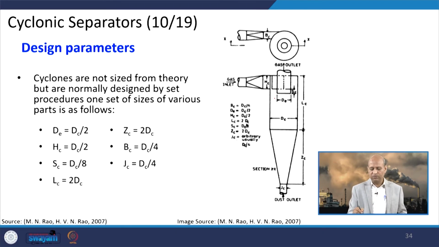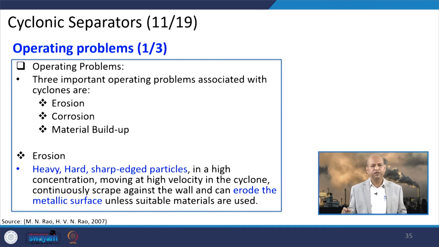So, these are the dimensions you can see in this cyclonic separator cross section, and those particular relationships are taken into consideration when we design. So, that becomes a better or more efficient way of designing.